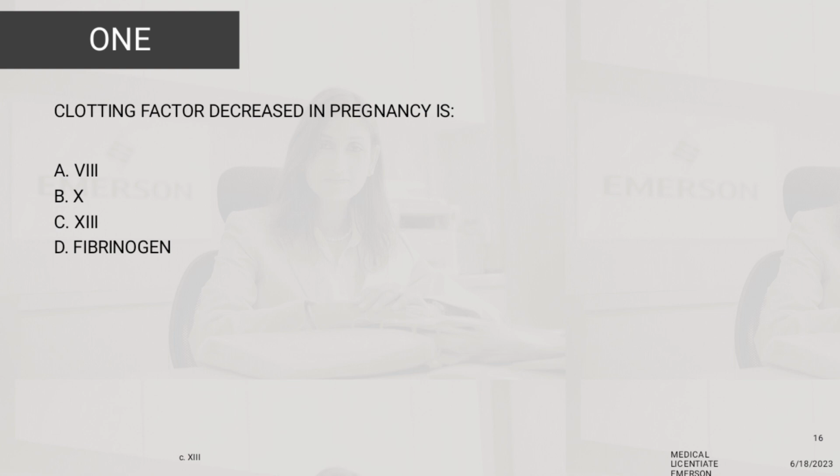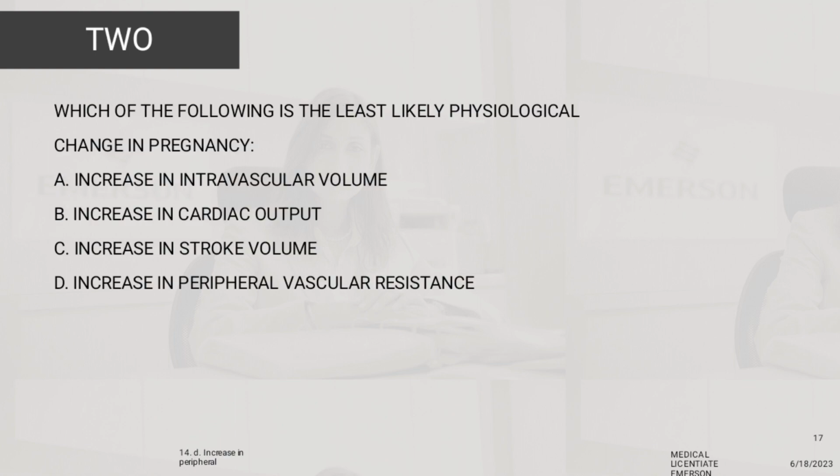Clotting factors that decrease in pregnancy. Which one is going to decrease in pregnancy? From what we have learned, most of the other clotting factors were going to go up. So which one is going to decrease? The answer here is C, clotting factor 13, that's the one which is going to decrease in pregnancy.